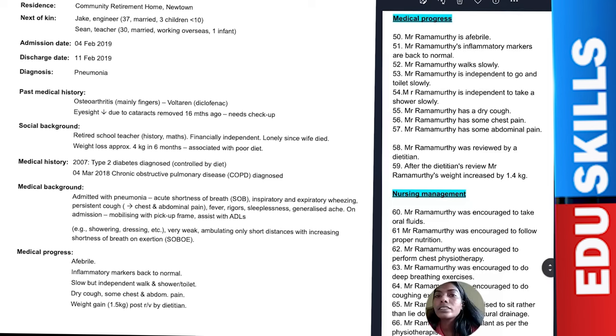Here I have written sentences like Mr. Ramamurthy is afebrile, Mr. Ramamurthy's inflammatory markers are back to normal, Mr. Ramamurthy walks slowly, Mr. Ramamurthy is independent to go to the toilet slowly, Mr. Ramamurthy is independent to take a shower slowly, Mr. Ramamurthy has a dry cough, Mr. Ramamurthy has some chest pain, Mr. Ramamurthy has some abdominal pain, Mr. Ramamurthy was reviewed by a dietitian. After the dietitian's review, Mr. Ramamurthy's weight increased by 1.4 kg. Same like this, we are writing simple sentences from the nursing management.